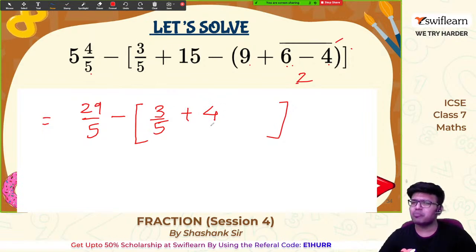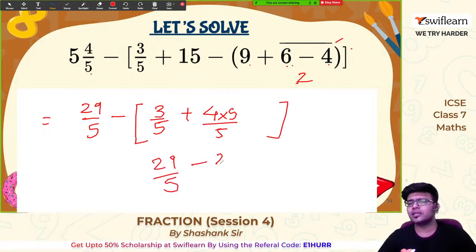Now 3 by 5 plus 4 by 1. Make the denominators the same. So this is into 5, this is into 5. 4 times 5 is 20 by 5. So 20 plus 3 is 23 by 5. 29 by 5 minus 23 by 5. How much is that? That is 6 by 5.